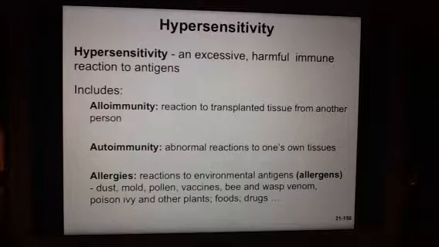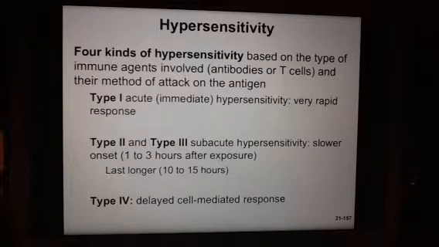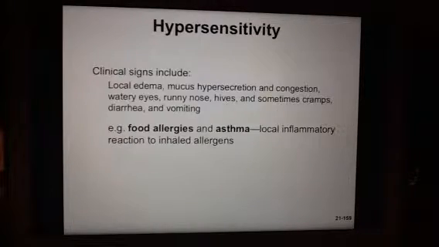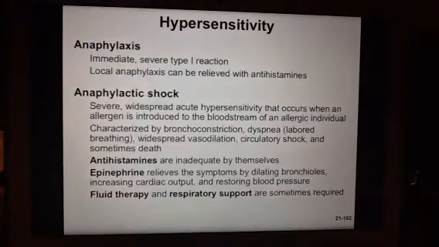So reactions to environmental antigens, also called allergens, the common ones that you're familiar with: dust, mold, pollen, vaccines, stings, poison ivy, foods, drugs, kind of a long list of what we can be allergic to. But what happens is that your body or immune system has an overreaction. And then your book goes into classifying these into types. I really don't know that we need to go through all of that, so I'm going to skip.